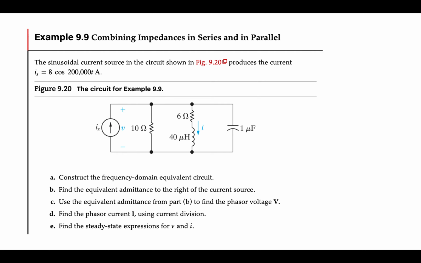Once again, admittance is 1 over impedance. Impedances add like resistors. Admittance is analogous to conductance, so admittance is 1 over Z, and admittances in parallel will add. We'll look at that when we get to that part. Then we'll use that to find the phasor voltage V and find the phasor current using current division. And then we'll go back to the time domain to find steady state expressions for V and I.